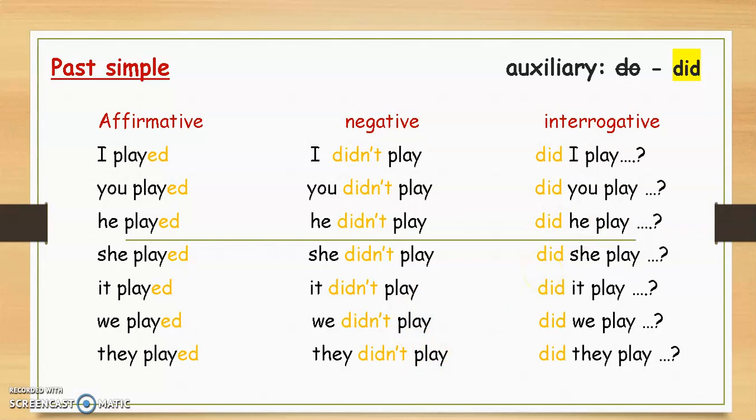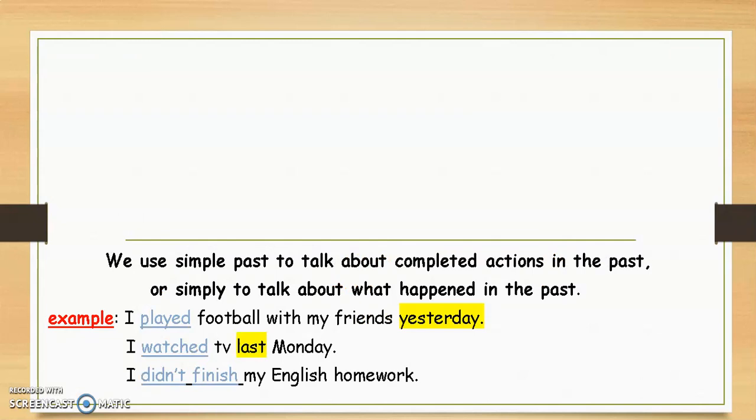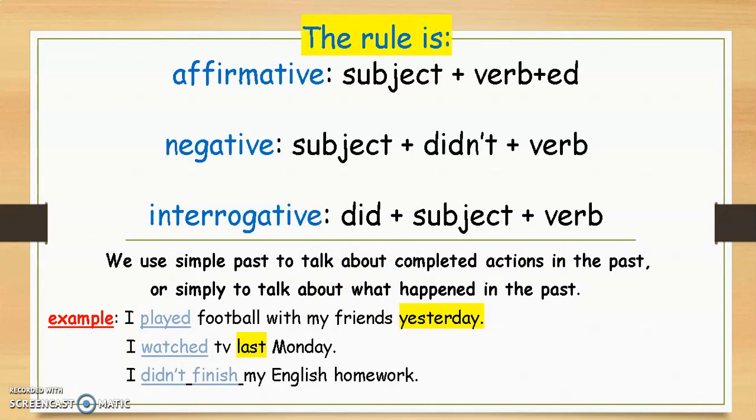So let's see here. Did you come up with the rule? Because I did myself. There we go. The rule is affirmative: subject plus verb plus ed. Negative: subject plus didn't, the auxiliary, plus verb. Question form: auxiliary plus subject plus verb. So this is basically the rule. Every verb you want to conjugate in simple past in English, you just add ed in the affirmative form, you just add the auxiliary in negative form, and you just invert the subjects in the question form, so it becomes auxiliary plus subject plus verb.